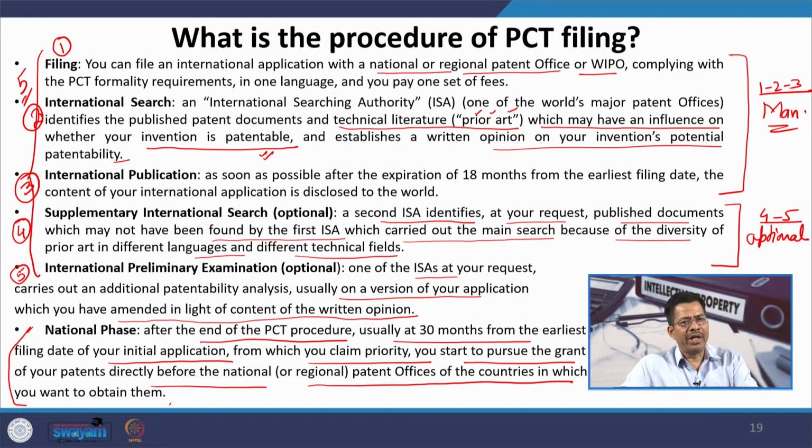So, you can avoid multiple examinations of your application in different countries or different regions. Only a single examination is done by the ISA, and that single examination is accepted among all 150 plus countries and regions which are right now members of PCT. So, that is how PCT is becoming very popular in our international filing of patents.